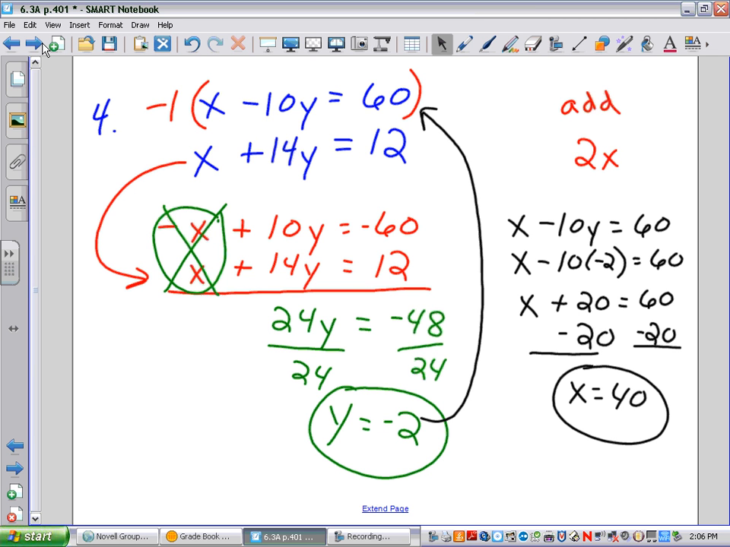So my two answers, negative 2 and 40. And let's go ahead and write that as an ordered pair. x is 40, y is negative 2.